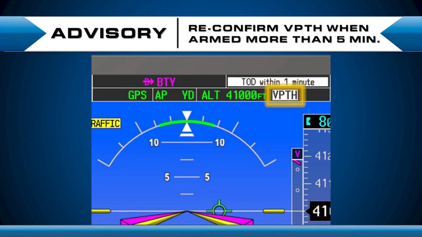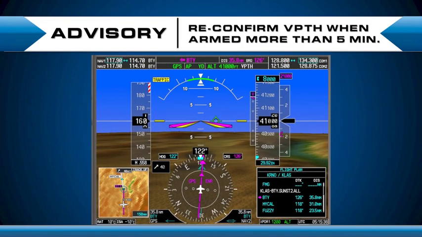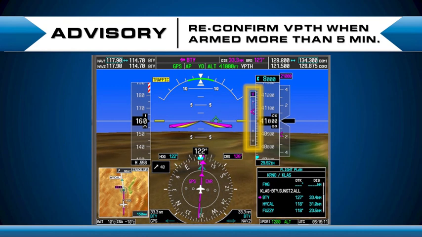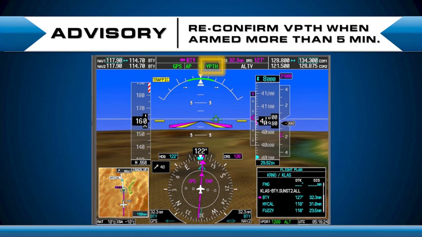So what I'm going to need to do here is manually intervene to reconfirm that I do want to descend using VNAV. So all I have to do is go to the VNAV button and press it once. When I do that, VPath stops flashing. Now I'm just going to speed ahead. My VPath is alive. And notice here, I get VPath green. VPath is the active mode. I've got Alt-V armed. The airplane now vacates flight level 410 and starts down in a VNAV descent.